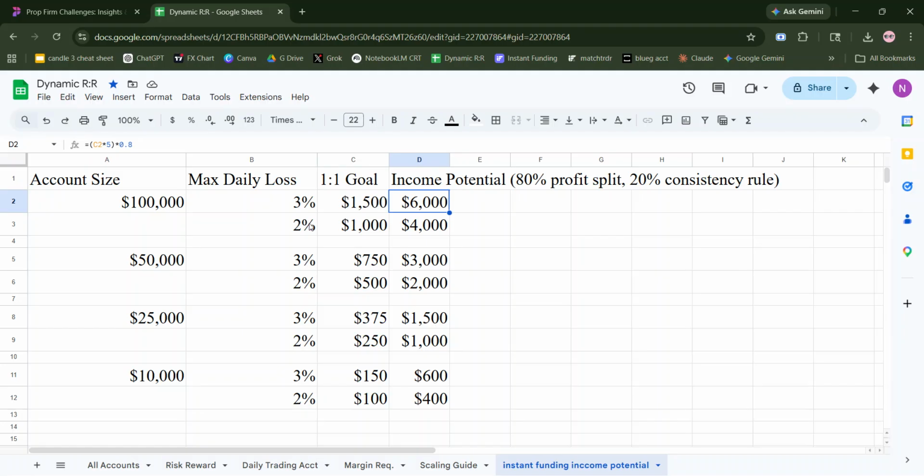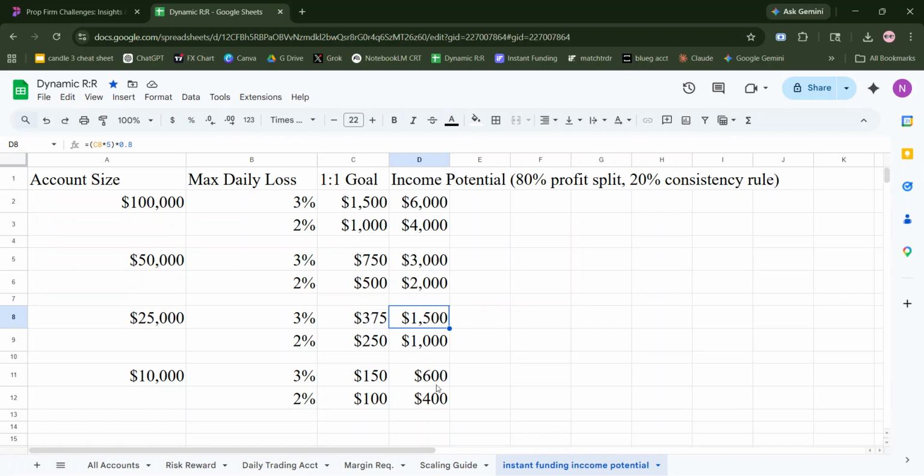If the max daily loss is 2%, then you can just do like say $1,000, and then after 5 trades, you might be looking at 4 grand. Okay, and obviously you can read the rest of these. If you got a $50,000 account, you might be looking at $3,000 per payout after you qualify for the consistency rule. Between 2 and 3,000 on a $50,000 account. If you have a $25,000 account, you can look at between 1,000 to 1,500. Just doing, like I said, 1-to-1s. These are all after 5 trades that qualify. Okay, and then if you have a $10,000 account, you can make an extra possible $400 to $600.